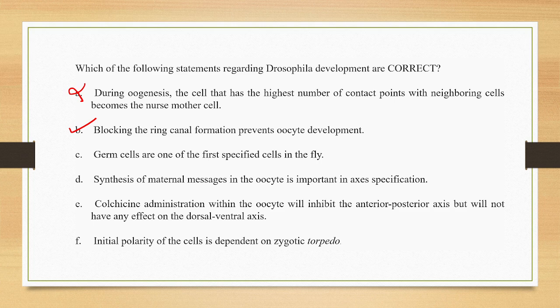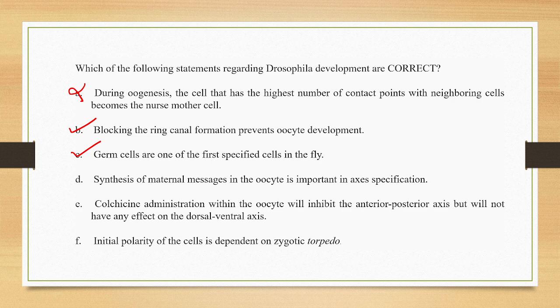Then the next statement is, germ cells are one of the first specified cells in the body in the fly. Yes. Germ cells are among the first cells that are specified during early embryogenesis. Okay, this is also a correct statement.